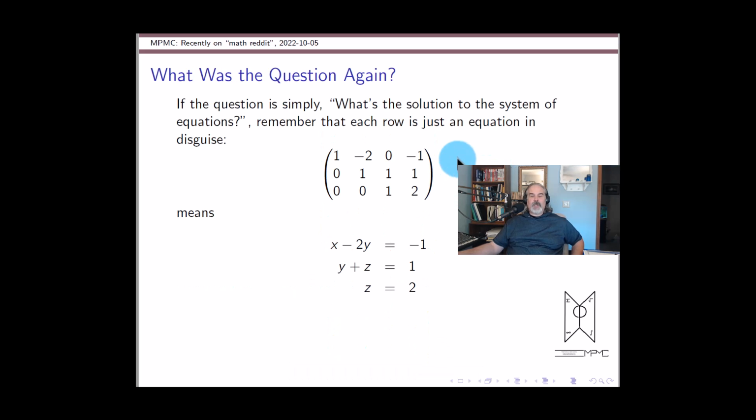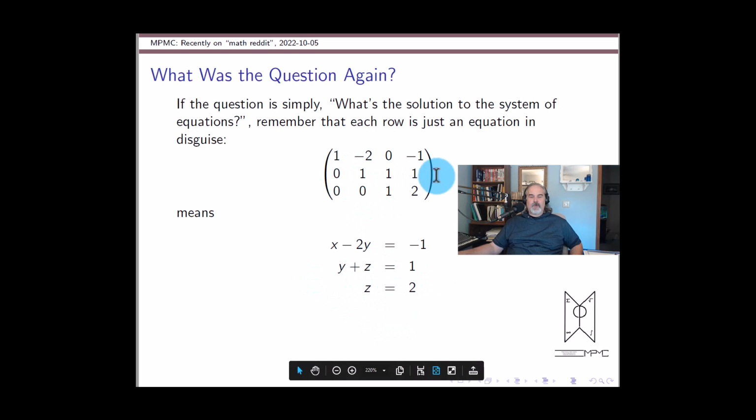Okay, so we can pause here and say, well, what was the question? If the question was just, what's the solution to this system? This might be a good time to jettison from the Gaussian elimination process and just develop the equation's solution. Because this bottom row, and remember, every row is just an equation in disguise, this bottom row currently says 0x plus 0y plus 1z equals 2. Well, that's just z equals 2.